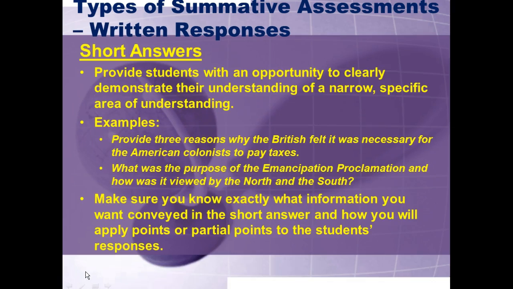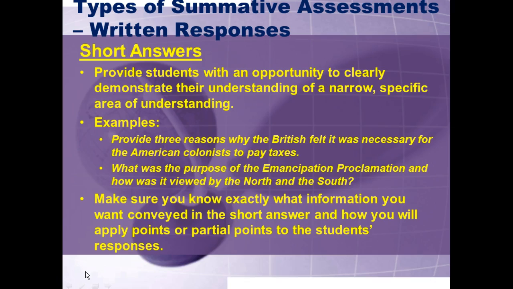Short answers are a very valuable part of any social studies test. This allows you to get into the meat of the student's understanding and having them write only a few short sentences. And so I've given you a couple examples here that you could include, you could model from as you put short answers into your test.